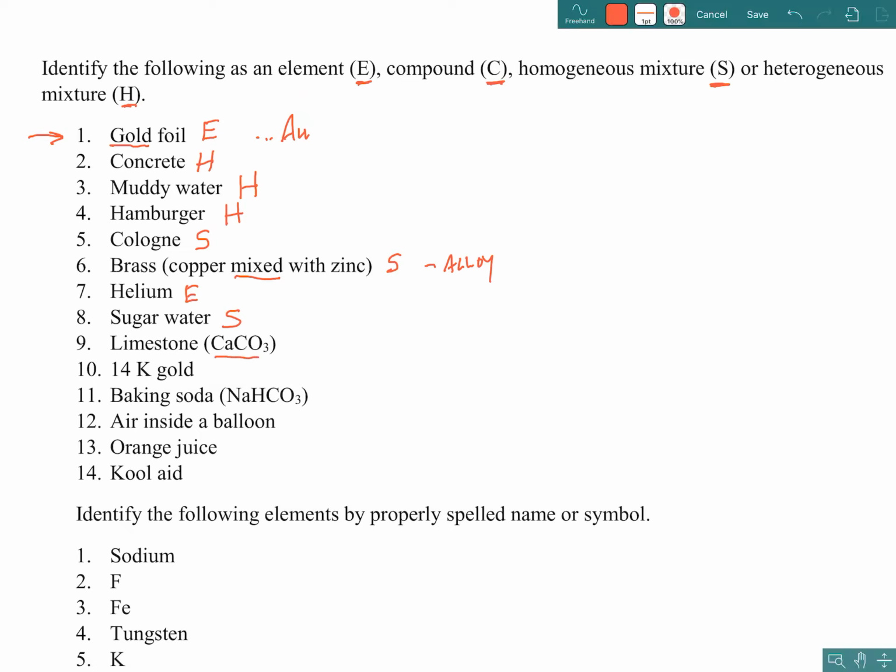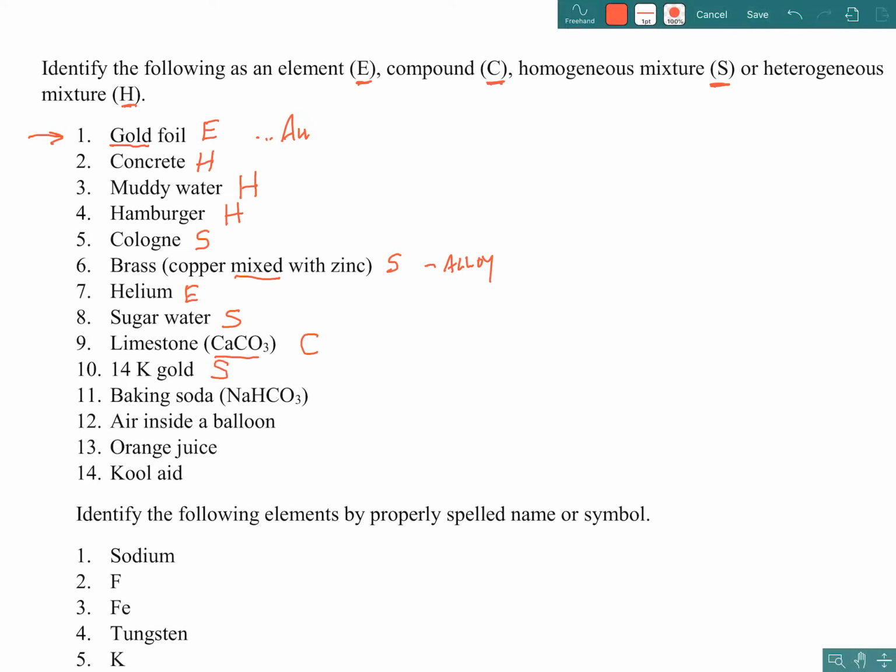How about this thing? Calcium carbonate, limestone. Look at the formula here. Isn't it two or more different atoms chemically bonded to each other? You bet it is. So we're going to call that a compound. It's pure, made out of only one substance, calcium carbonate. Okay, number 10, we talked about that earlier.